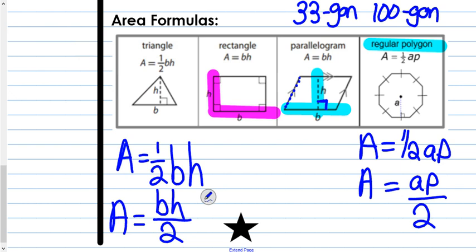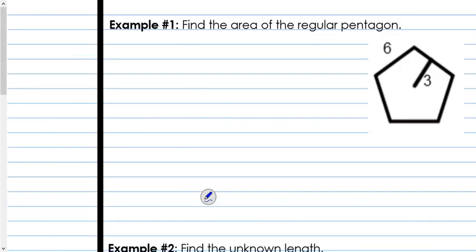The apothem is from the center to the midpoint of another side, and it is perpendicular also. So it forms a 90-degree angle with the midpoint of the other side. Think about it almost like a radius, but we're not dealing with a circle here. Hopefully that makes sense. If not, please write down any questions that you have, and we will do them in class together.